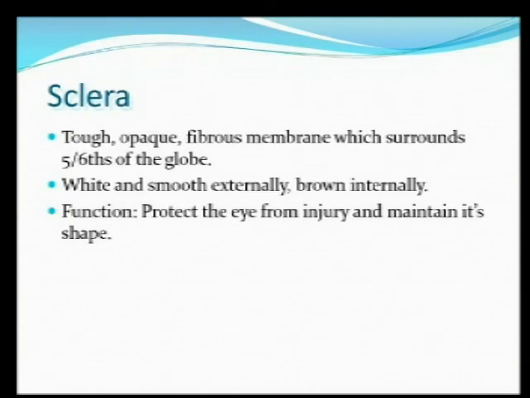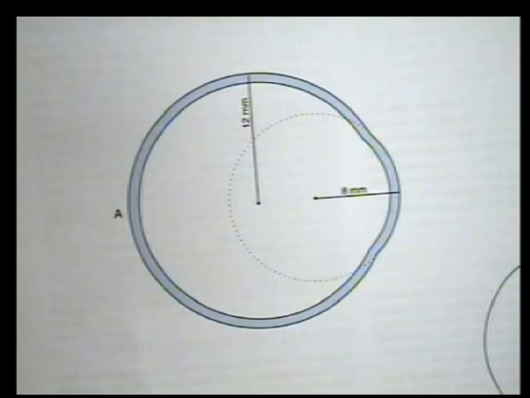Remember, the eye is operating a lot like a camera, and you want to make sure there's no light getting into the eye except through the pupil. So the sclera and its underlying heavily pigmented brown layer does a pretty good job of that.